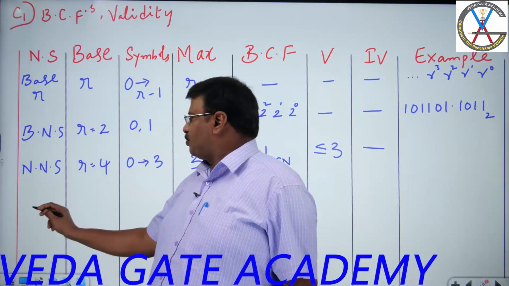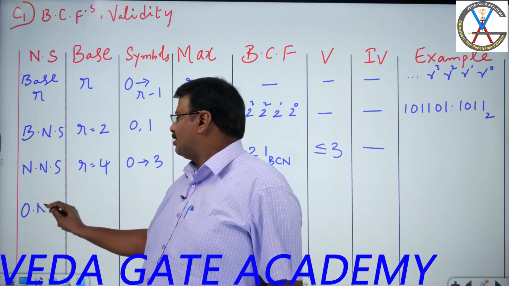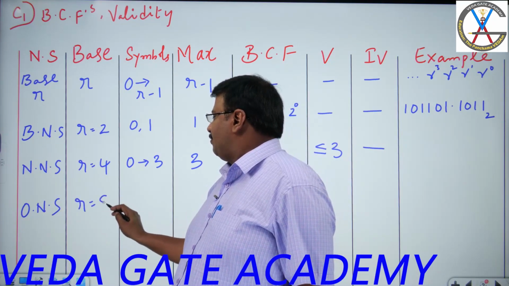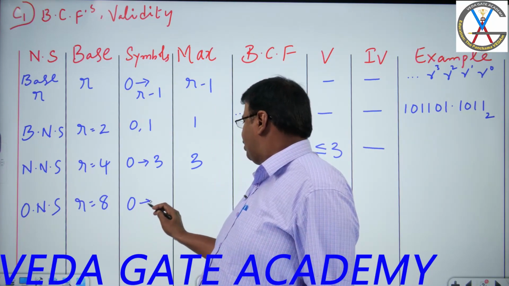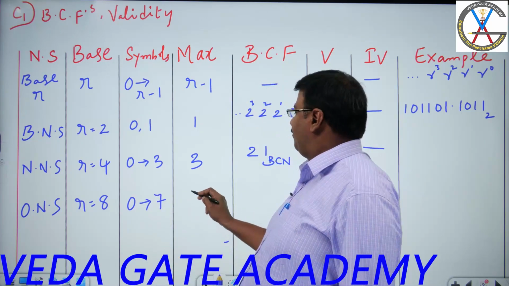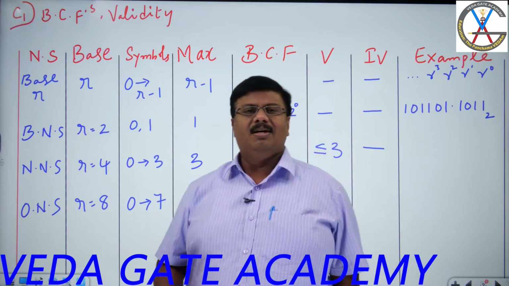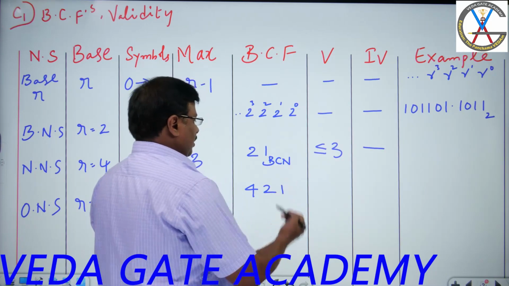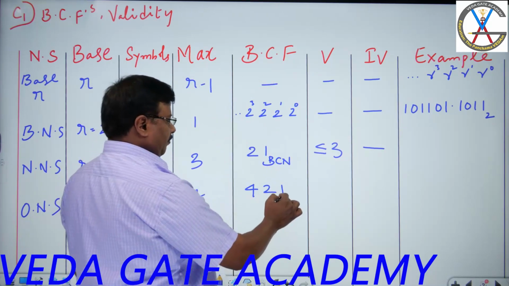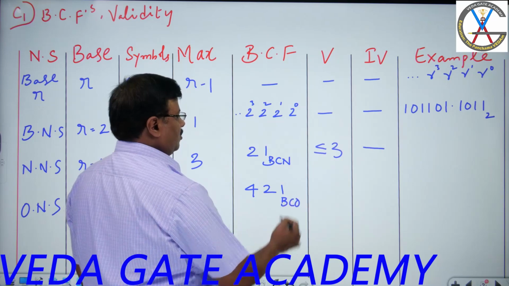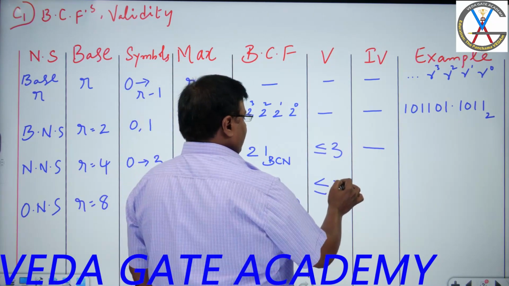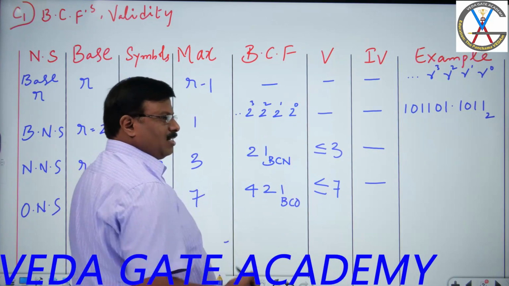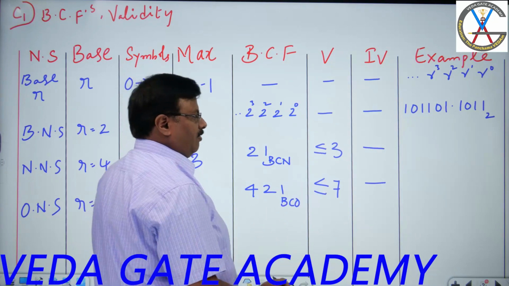Very next, we speak about the octal number system, ONS. For the octal number system, radix is equal to 8, symbols are 0 to 7, maximum symbol is 7, and the binary coded format for the octal number system is 4, 2, 1. After 1, 2, the next weight is 4. This is called BCO, binary coded octal. Less than or equal to 7, valid, and no question of invalid. Here also, 4 plus 2 plus 1 is 7. Octal max requirement is also 7. Hence, there is no question of invalid.